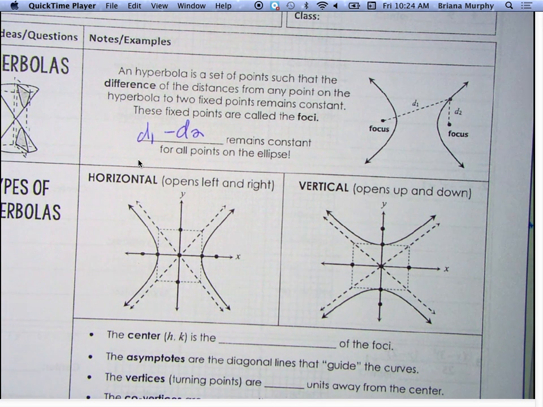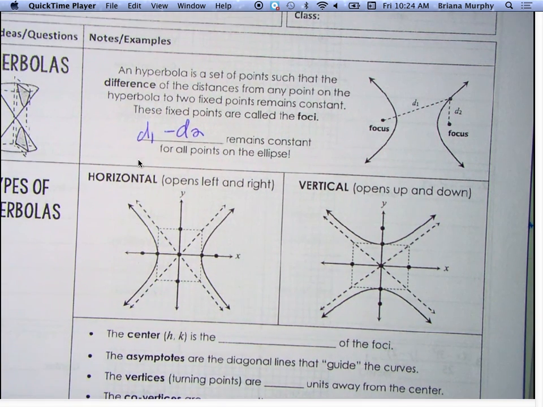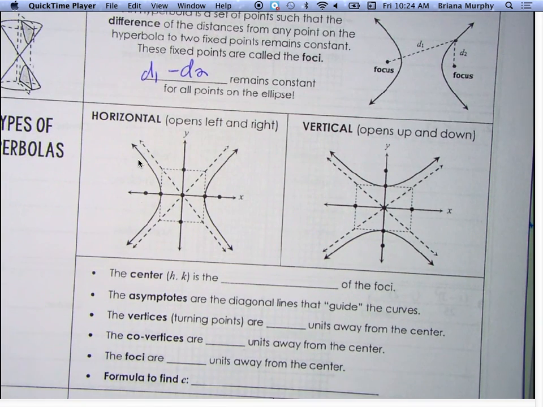Hyperbolas and ellipses have a lot in common except for the negative switch. So just be aware of that and try not to mix them up. Okay, so a horizontal hyperbola opens left and right. And we're going to label all the stuff that this has.